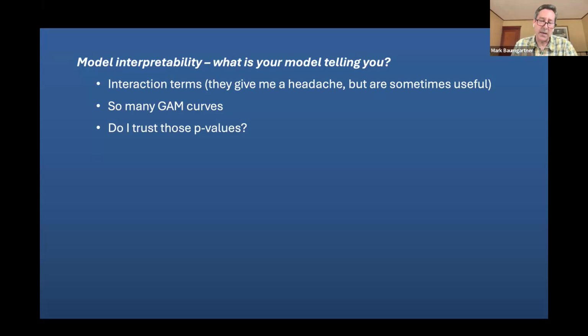And then finally, I keep hammering this, be careful about trusting p-values. Have you formulated your model in a way where you can be confident that the p-values are telling you something meaningful, or are those p-values a little squirrely because of pseudo-replication or your model selection process?